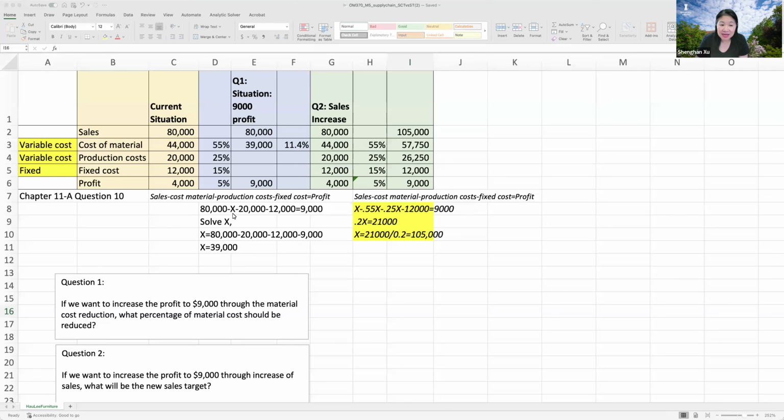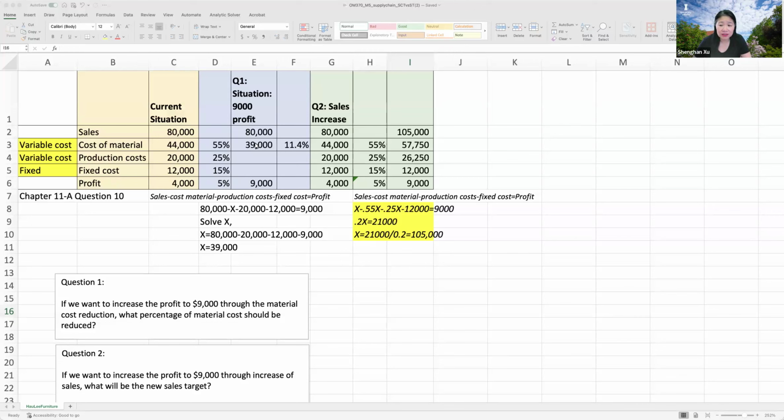This is what we covered here in this area. Now, 80,000 minus, because I want to change my cost of material, right? I want to reduce it so my profit can increase. So I assign my cost of material as a variable X. So 80,000 minus X minus 20,000, which is the production cost, and minus 12,000, which is the fixed cost, is equal to 9,000, which is my new profit margin, right? So then you just solve for X, and X is 39,000.